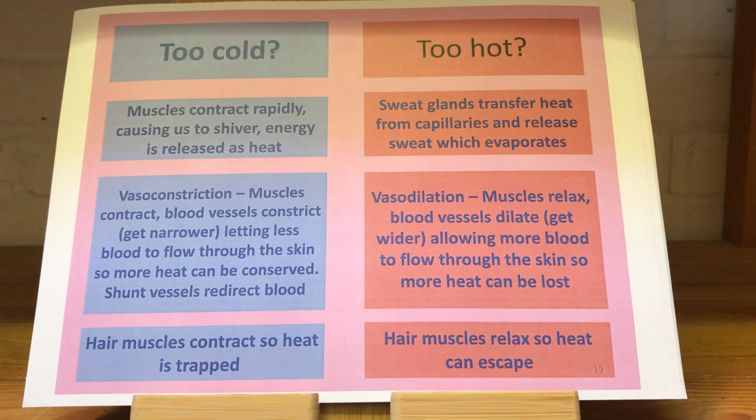And we've also got the hair muscles. We see our hairs stand on end when we're cold on our arms, and that's because the hair muscles have contracted so that heat can be trapped in those hairs.